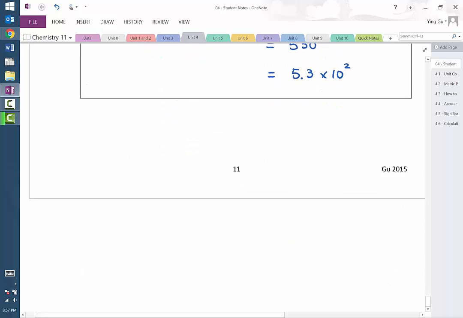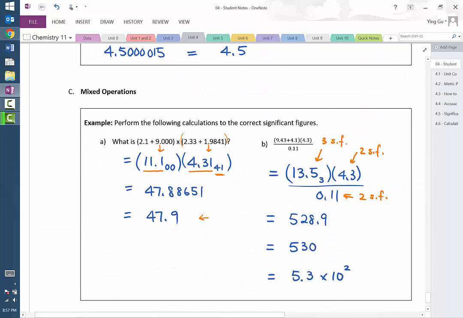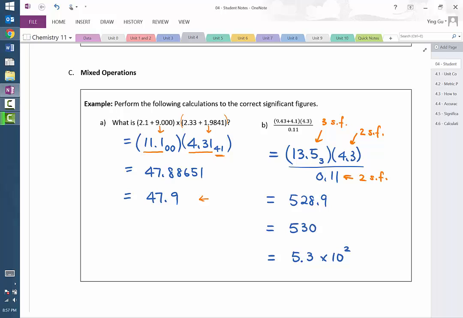Okay? And that is the end of this unit. Sig figs, how to measure, how to convert units, and how to follow sig figs through to the end, okay? And just to recap one more time, never round off a number, never cut a number off until you've reached the final step of your entire calculation.